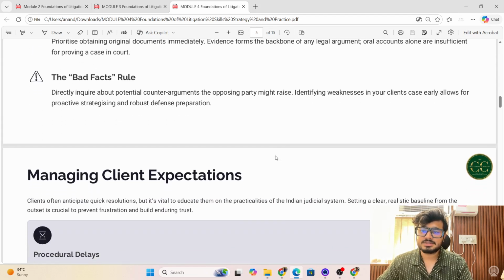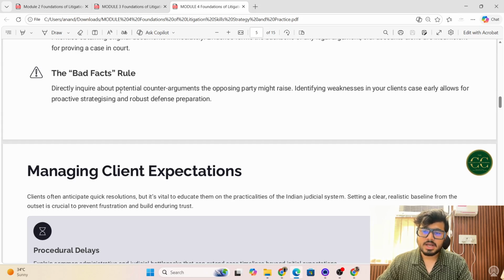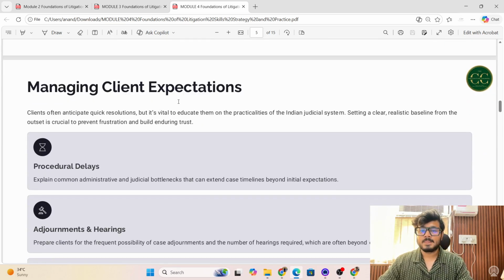The bad facts rule. Directly inquire about potential counter arguments the opposing party might raise. Identifying weaknesses in your client's case early allows for proactive strategizing and robust defense preparation.